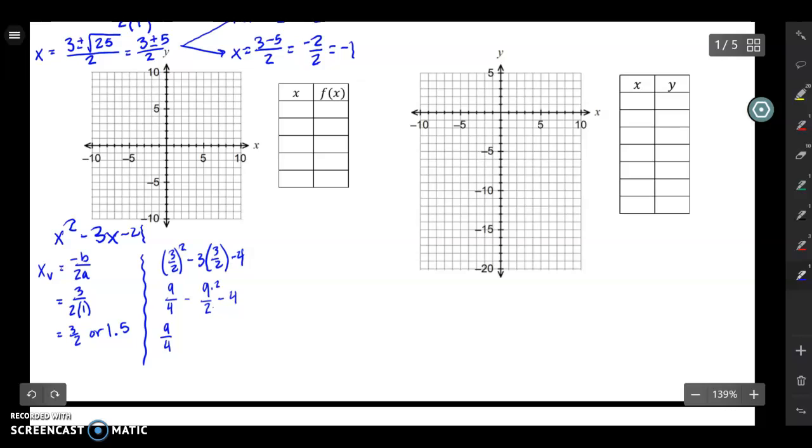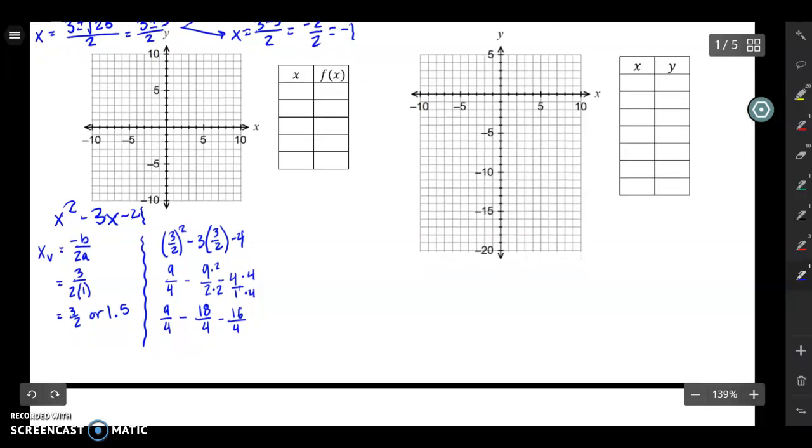I'm going to multiply the fraction 9/2 by 2 on the top and the bottom to get 18 over 4. And then I'm going to make this last 4 a fraction. I'm going to multiply the top and the bottom by 4. And if you use decimals, then you're probably just using your calculator and getting decimal answers, which is also fine. So 9 fourths minus 18 fourths minus 16 fourths. 9 minus 18 is negative 9. Negative 9 minus 16 is negative 25 over 4.